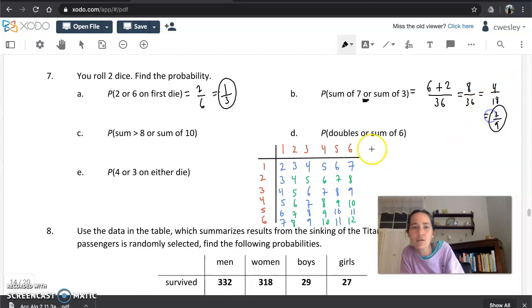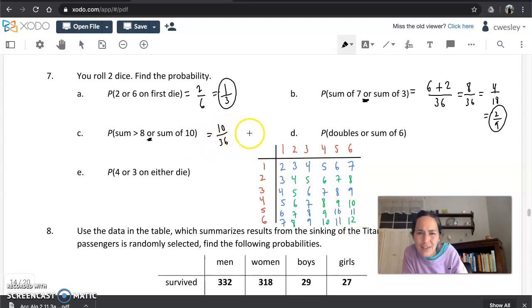2 9ths. Sum is greater than 8 or sum of 10. Well, greater than 8 are these 9s, 10s, 11s, 12s. So that's 4, 5, 6, 7, 8, 9, 10. So 10 out of 36.